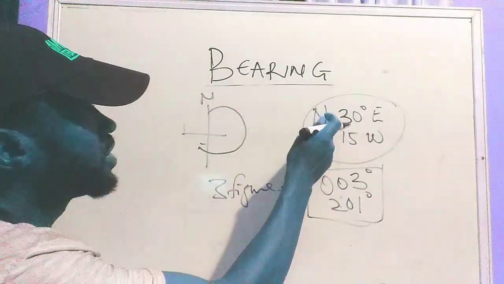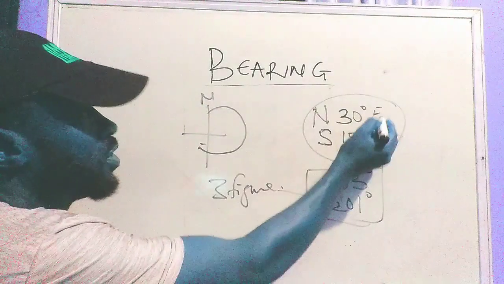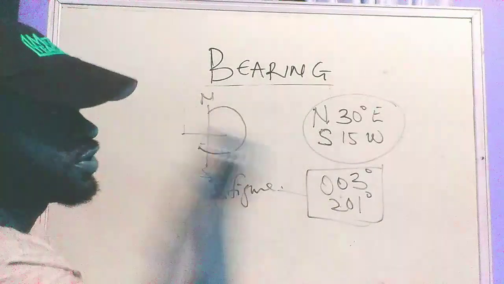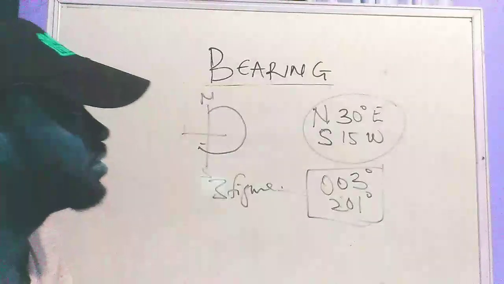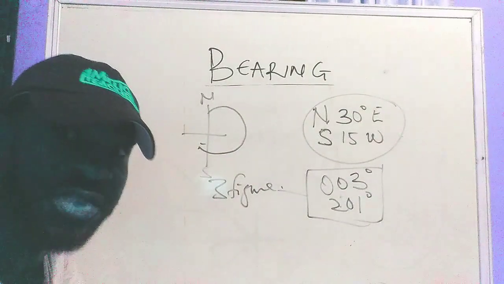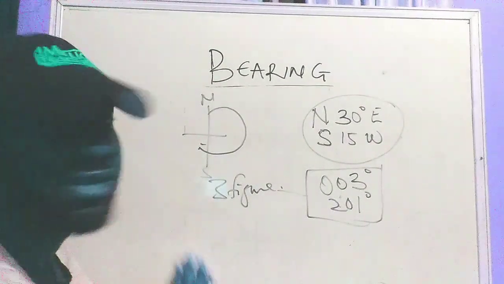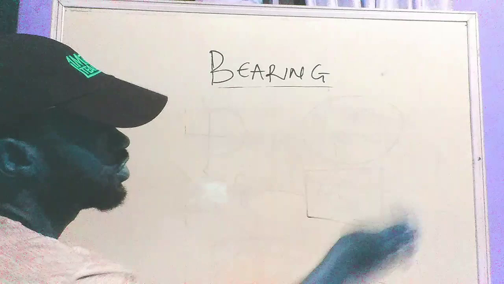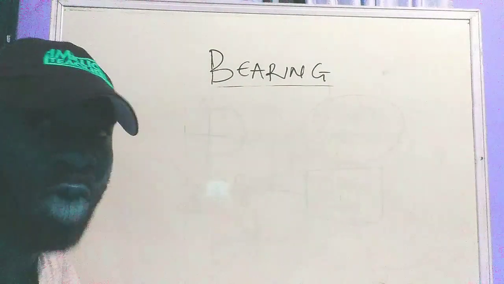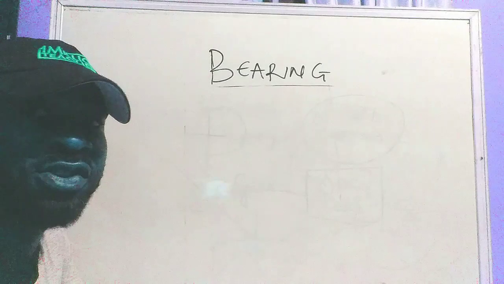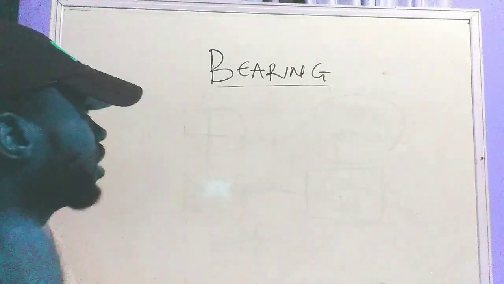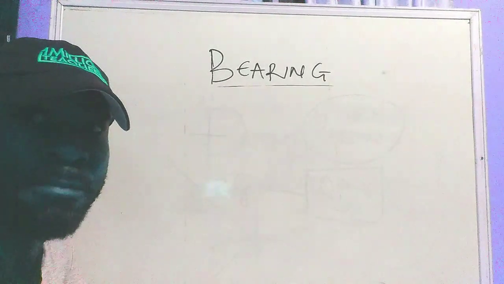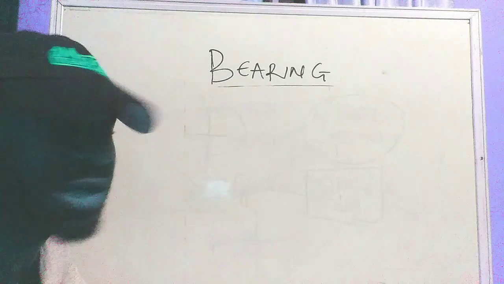If it's starting from the north, in this case, you move towards the east. If it's starting from the south, in this case, you move towards the west. So these are the major differences between the compass bearing and the three-figure bearing. Okay, so today what we are just going to do is to see how we can convert from compass bearing to three-digit bearing or from three-digit bearing to compass bearing. These are the basics that will help us to master how to solve problems on bearing.